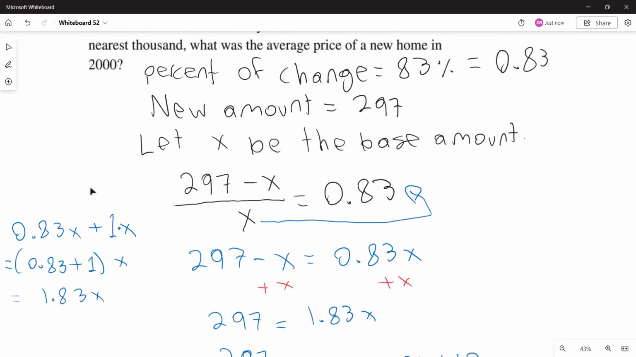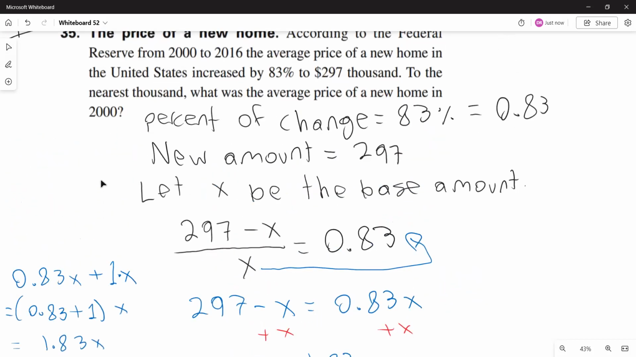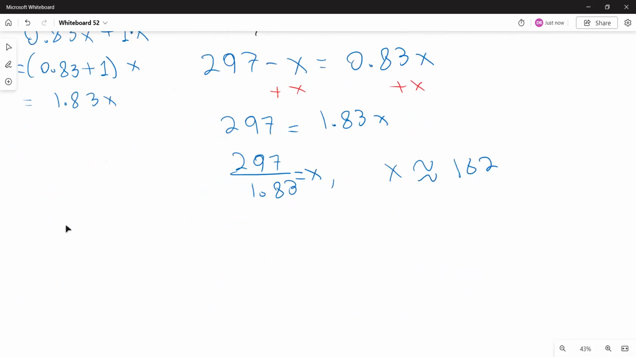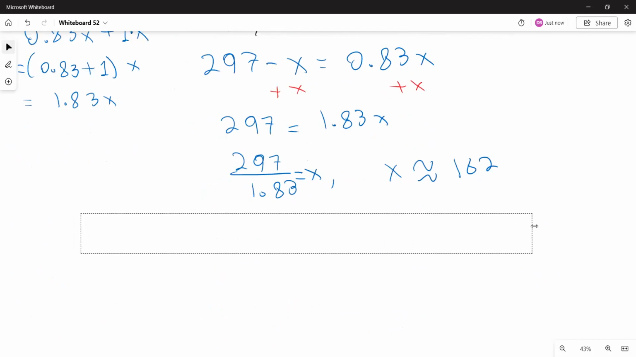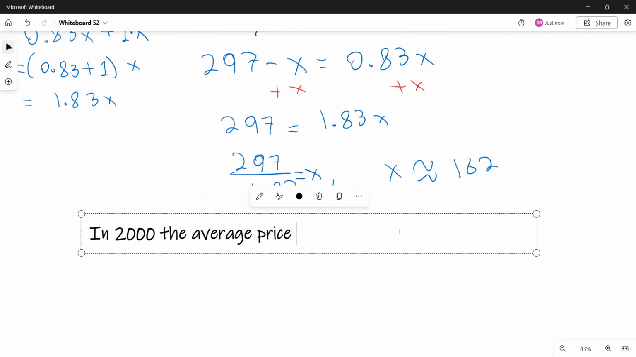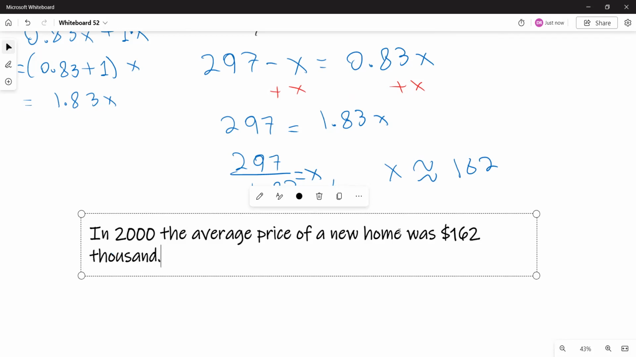In 2000, the average price of a new home was $162,000, approximately. We're rounding to the nearest 1,000.